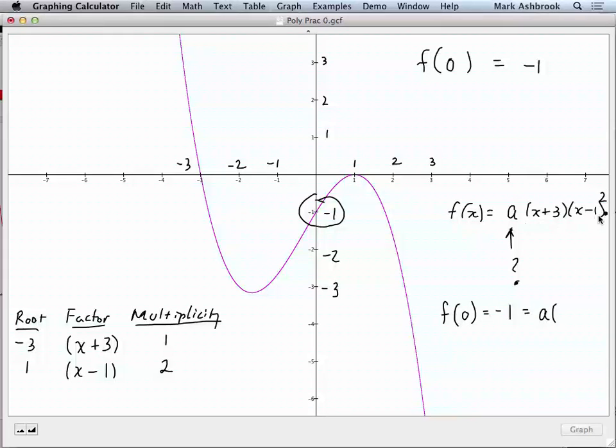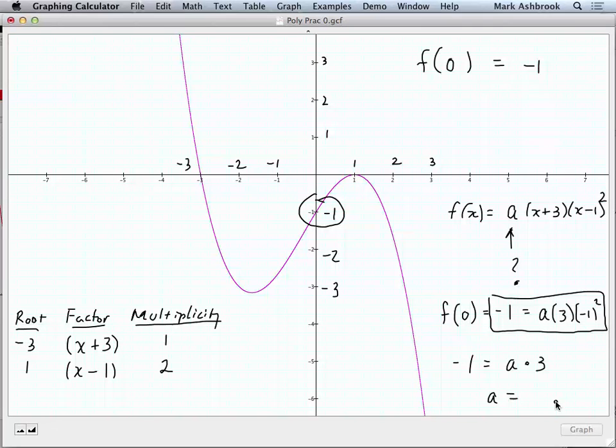It's f of 0, so what are we going to do over here? 0. So we're going to get 3 and -1 squared. So we're evaluating our first attempt here, or basically any function that matches our roots and root behavior, with x equals 0 in there, and we ought to get -1. So what a value does it? So -1 has to equal a times 3. So the a value that will give us the right y-intercept is -1/3.